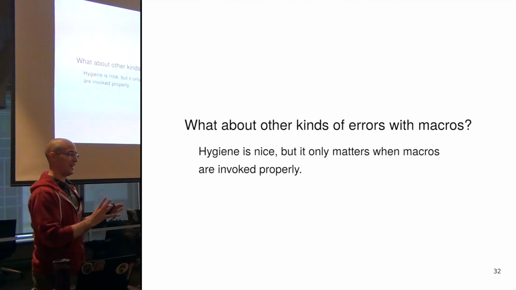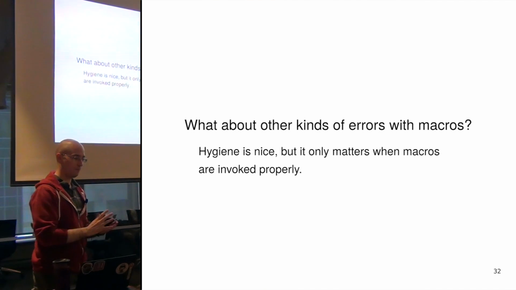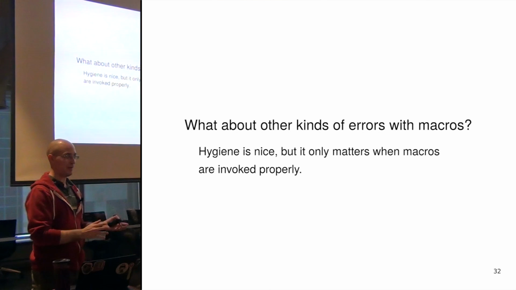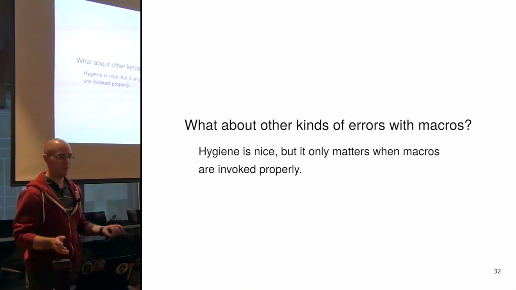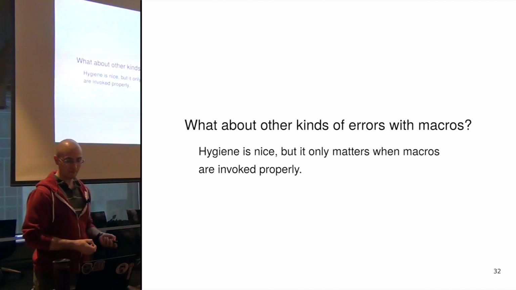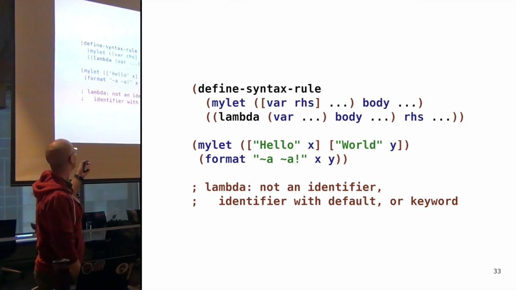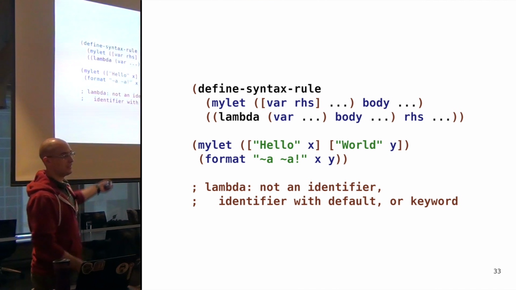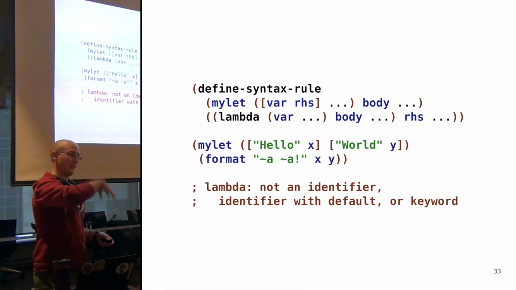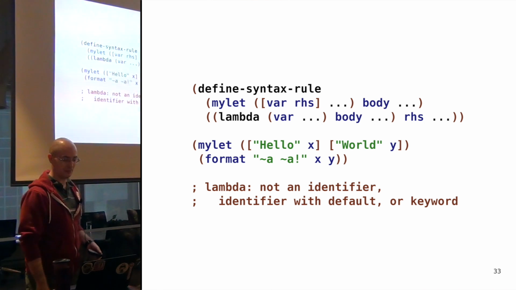So we need some way of checking whether a macro invocation is correct at expansion time rather than at runtime. And what we want most of all is a good error message. So here's a basic syntax-rules style macro. We have this let, and then we say we have a list of zero or more pairs, and we bind the first and second thing to var on the right-hand side. And then we have zero or more body expressions, and it creates a little lambda closure and then applies the right-hand side to various variables.